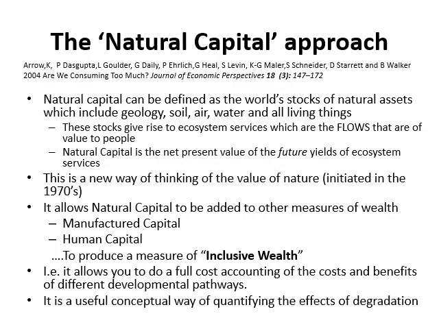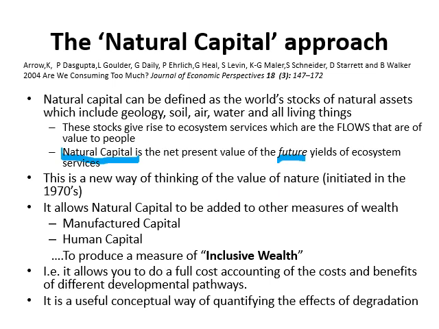Now that we've understood the stocks and flows and how they link to ecosystem services, I'm going to try to introduce you to the concept of natural capital. Natural capital can be defined as the world's stocks of natural assets. That includes the geology, the soil, the air, the water, and all living things. These stocks give rise to ecosystem services, which are the flows that are of value to people. So in that case, natural capital is the net present value of the future yields of ecosystem services. We have to think into the future. And this is a new way of thinking about the value of nature, which was initiated in the 1970s.